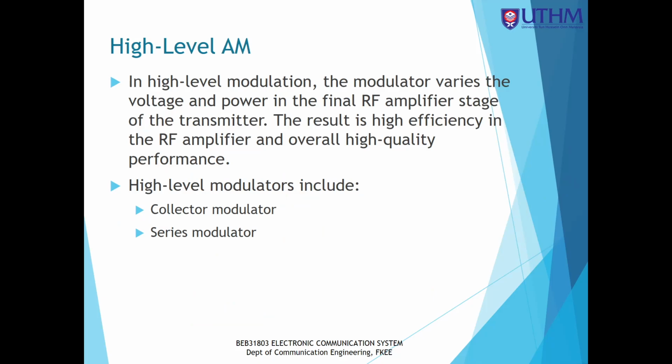Similar for the high level modulator, there are also many types, but in these notes we only show you two types of high level modulator: collector modulator and series modulator. So the high level modulator produces a high amplitude output signal, which is suitable for long distance transmission. So we don't need to amplify again, it can be directly transmitted to the medium.